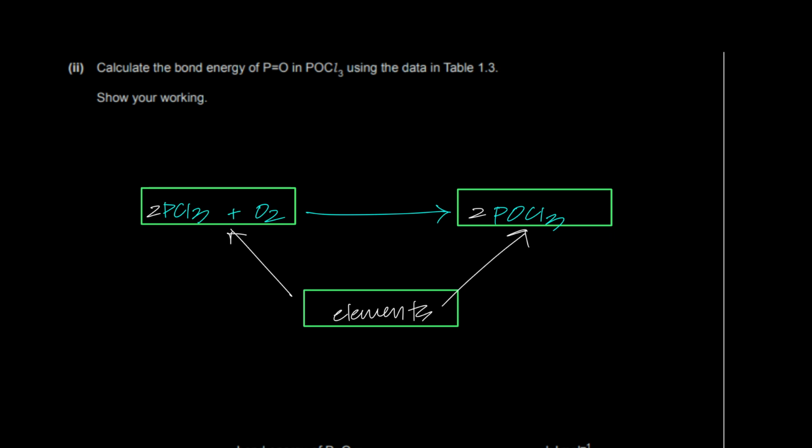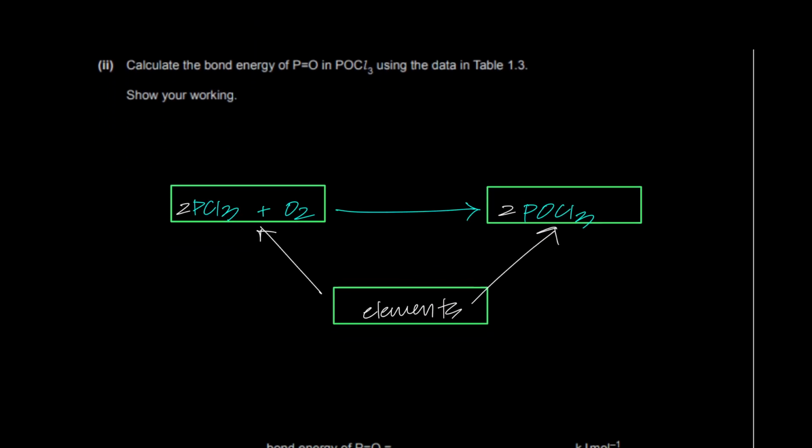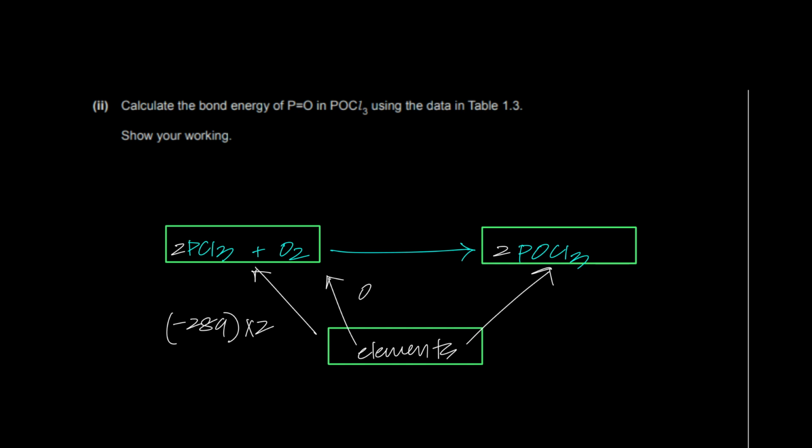I know that the enthalpy change of formation of PCl3 is minus 289, so I'm going to plug this right here, minus 289 kilojoule per mole. But remember, formation data is for 1 mole of a substance forming from its constituent elements in their standard states under standard conditions. So this is 2 moles right here, so I'm going to multiply this by 2. We all know that oxygen's formation is always 0. It's a null reaction. It's element going into element. Nothing is really changing. No chemical change is taking place.